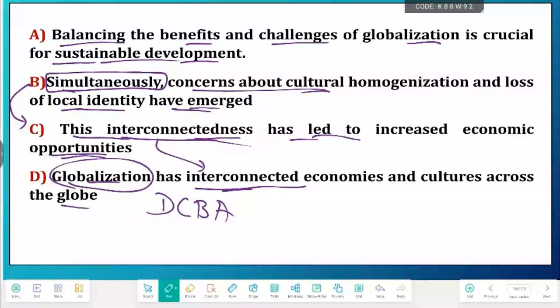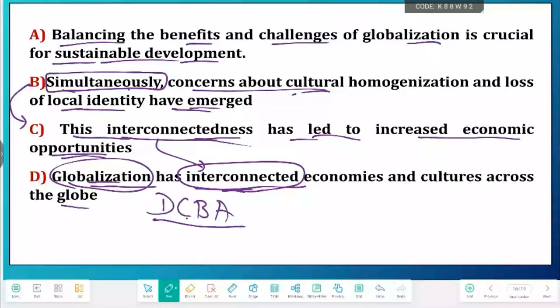That in statement D, we are getting the idea. हमें स्टेटमेंट डी में क्या मिल रहा है, हमें स्टेटमेंट डी में मिल रहा है आइडिया, दैट इज ग्लोबलाइजेशन. ग्लोबलाइजेशन में क्या हुआ, ग्लोबलाइजेशन ने इंटरकनेक्टेड इकोनॉमीज को इंटरकनेक्ट किया. अब दिस इंटरकनेक्टेडनेस सीधा सीधा लिंक, तो डी के बाद सी. क्या किया इसने, इट लेड टू इंक्रीज इकोनॉमिक अपॉर्चुनिटी, साइमल्टेनियसली कंसर्न्स भी बढ़ा दिए. तो डी के बाद सी, सी के बाद बी, और बचता क्या है, ए. सो करेक्ट सीक्वेंस विल बी डी सी B A.